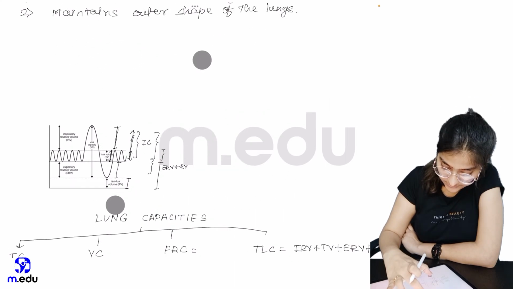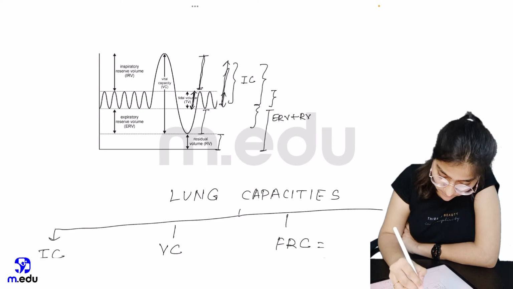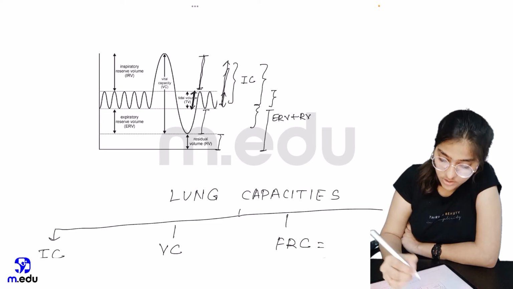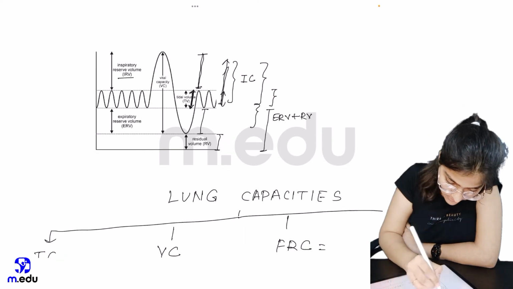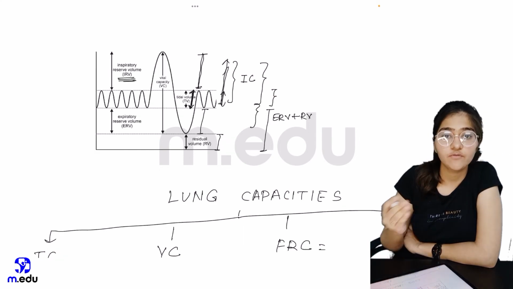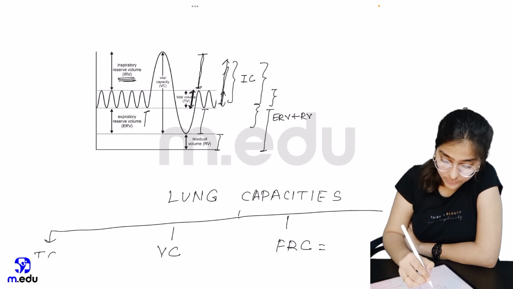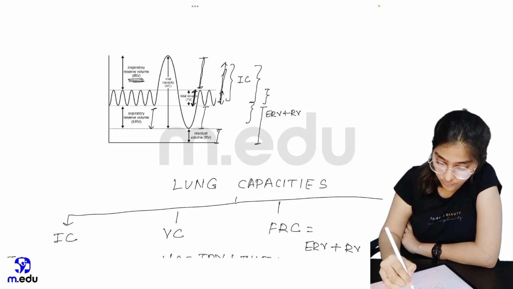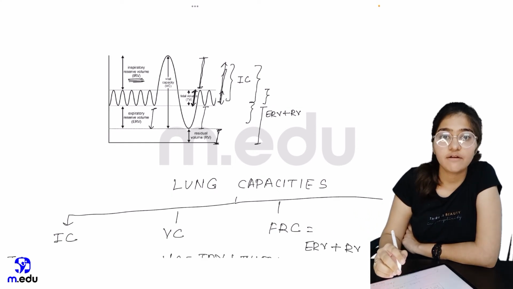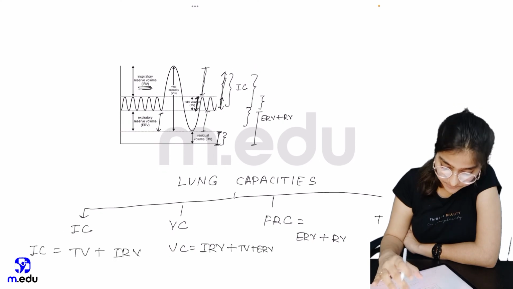Now looking to the graph again, we'll revise all the volumes and capacities. Tidal volume is the normal volume of the air which could be inspired or expired. Inspiratory reserve volume is basically the volume of air which could be inspired forcefully. ERV is the volume that could be expired forcefully. When we talk about residual volume, it is the volume of the lungs that is remaining in the lungs after normal expiration. After normal expiration, we release tidal volume, and hence residual volume always remains in the lungs.